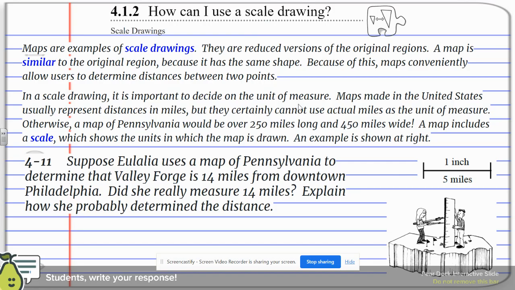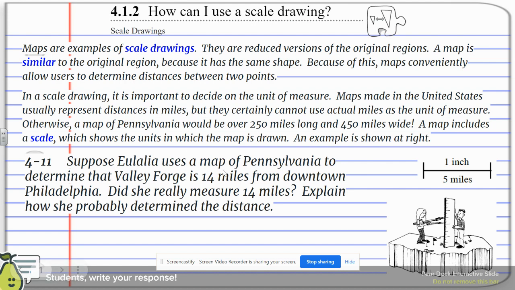So on a scale drawing, which is a map, you have what's called a scale, where you have measurements like this, where it tells you what actual measurement, which is 5 miles, is equal to the map measurements, which would be inches. If you were to look at a map of Pennsylvania, which is 250 miles by 450 miles wide, it wouldn't make sense to have a map that big. So that's the purpose of having maps.